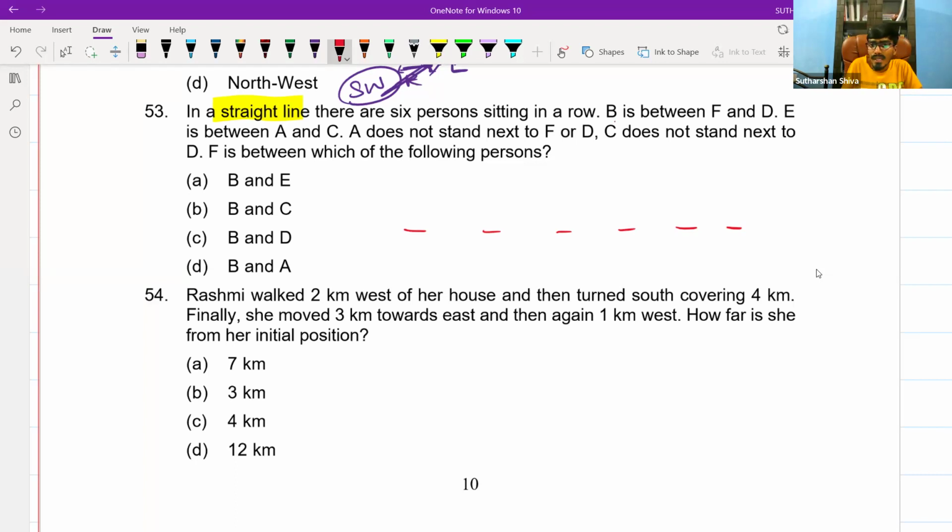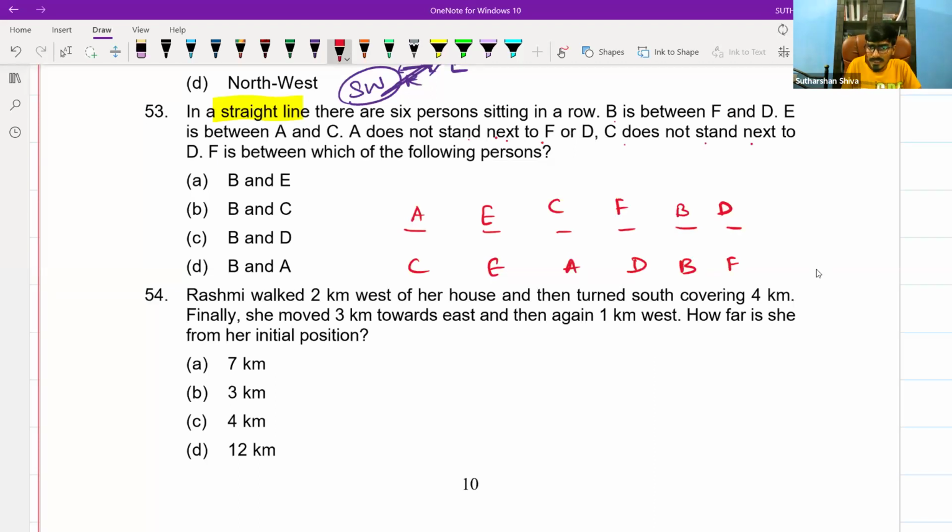From that, B is between F and D. I will just simply assume B over here, between F and D. B between D and F is also possible. Okay. E is between A and C. If I place E here, it can be A E C, or it can be C E A also. That is also probable. A does not stand next to F. Fine. In both options, it is not there.